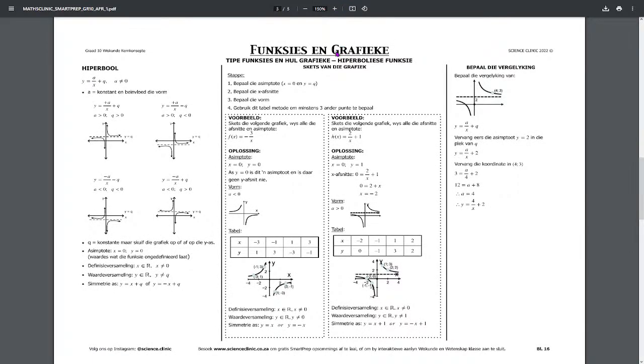So then you just plot 3 extra points using the table method, and that can usually just be done with a calculator, if I can just find mine.